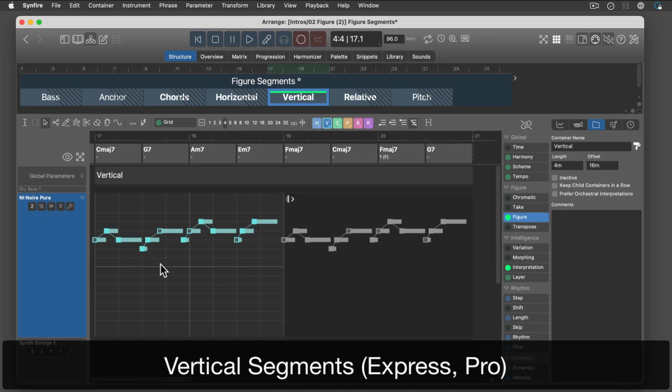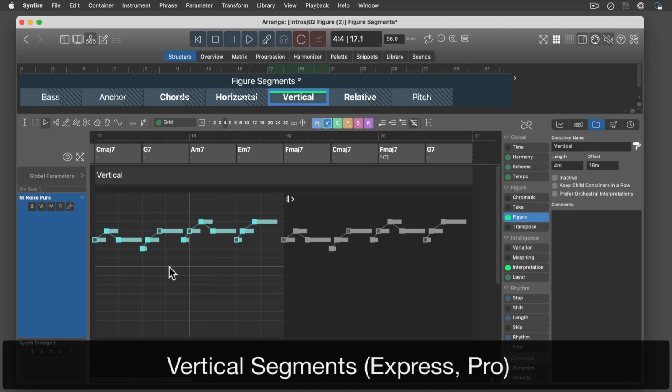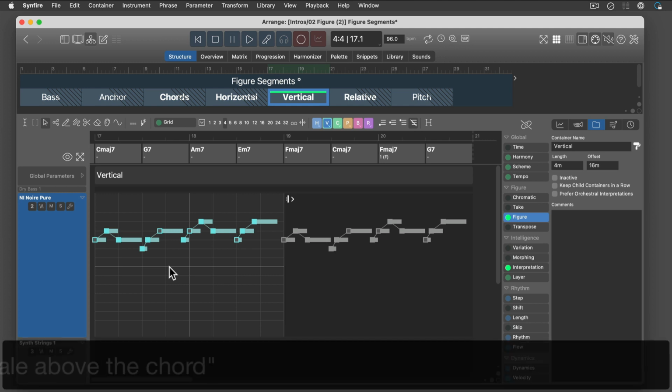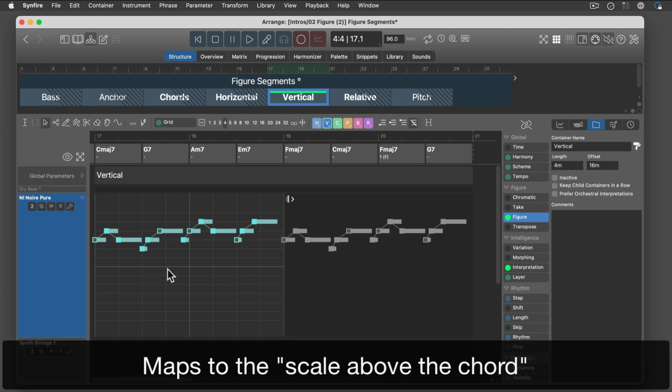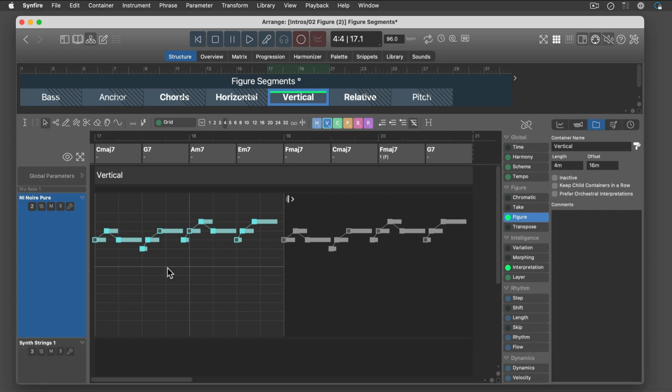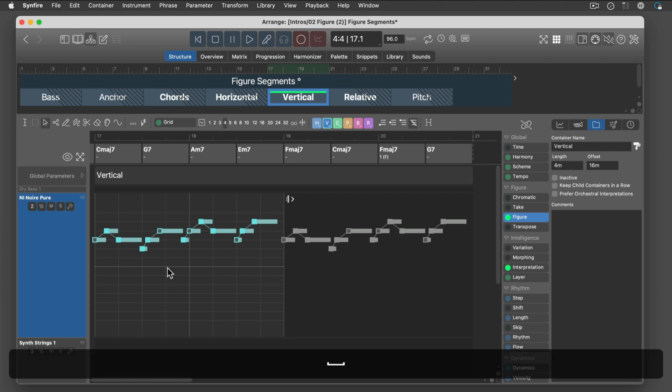The vertical symbol maps to the vertical scale, which changes with every chord. The zero line denotes the root note of that scale, which is also the root note of the chord. This symbol is great for melodies that are supposed to transpose with each chord.